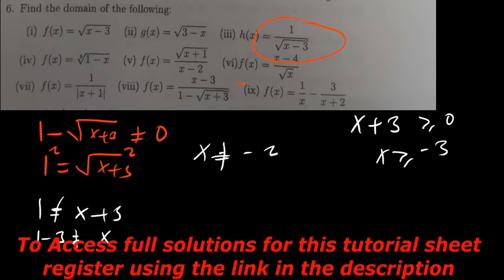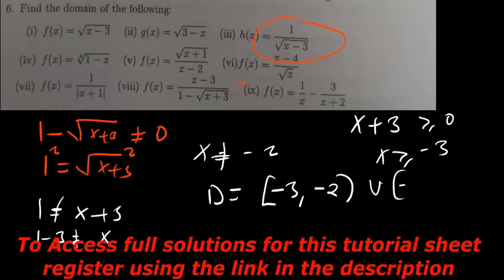Okay, so then I'll say that the domain starts from -3, and -3 is included because it is greater than or equal to, going all the way to -2, but -2 should not be part of it, union, again -2 not part of it, all the way to positive infinity. This is my domain.